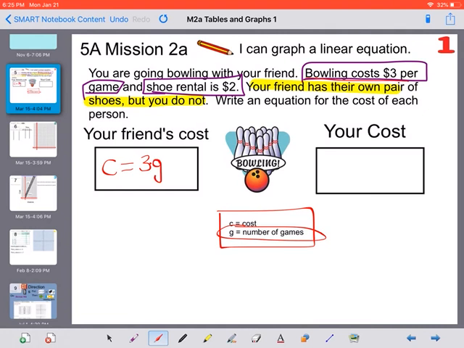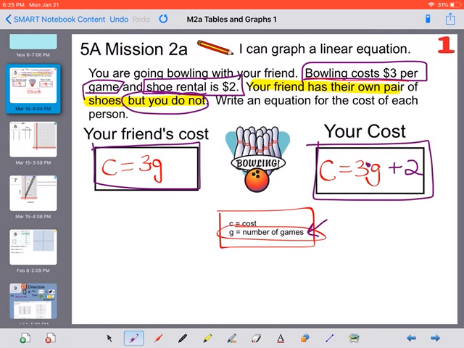So if we play 2 games, 3 times 2 would be $6. But your cost, you're still paying for bowling, so you're paying $3 times the number of games, but you also have to pay for shoes, and the shoe rental costs $2. So you're going to pay $3 for every game, plus you're also going to pay $2 for shoes. Now you're only paying for shoes one time, so we don't need to multiply that by however many games we're playing, because you don't need to rent new shoes every game. You can just wear the same ones the whole time. So here are our 2 equations to represent your friend's cost for bowling and your cost for bowling.